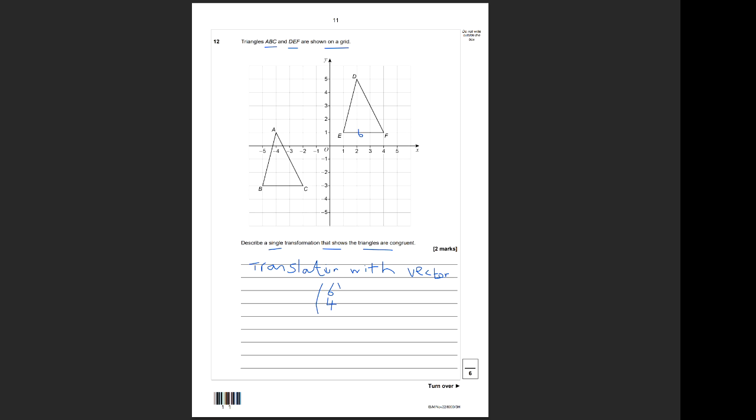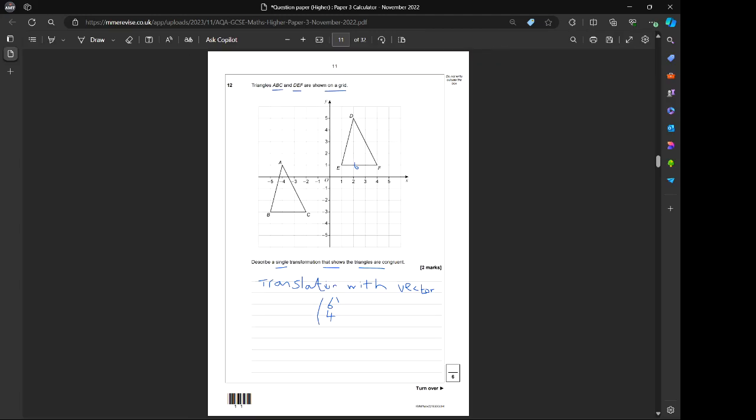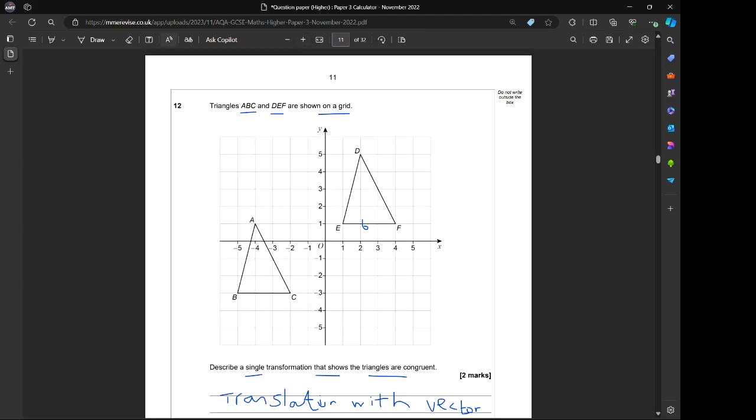How do you find the vector? So we start on this point here, and we count how many squares we go across. So we go 1, 2, 3, 4, 5, 6 across. Then we go 4 up: 1, 2, 3, 4. So we go 6 to the right and 4 up. So the vector will be 6, 4. It's always in the XY plane, so it's the XY direction.